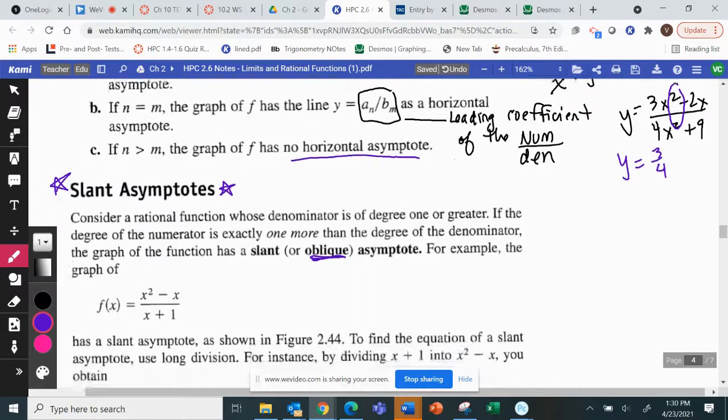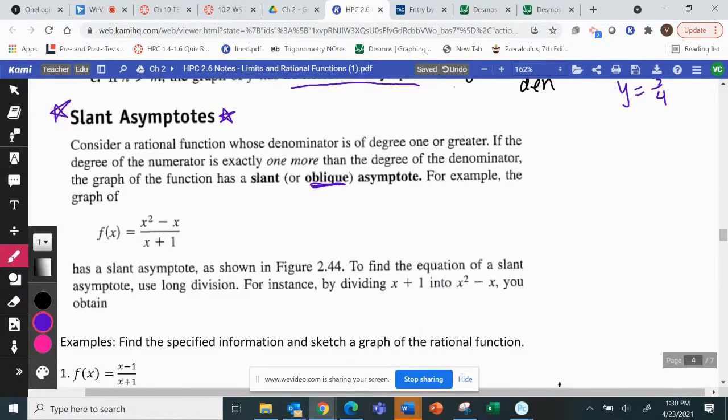We will have this situation if we have a rational function whose denominator is degree 1 or greater. So we have to have something down here other than just a number, other than just a constant. And the top degree is exactly 1 more than the degree of the bottom. So in this case, we have a situation where the top is exactly 1 more than the bottom. To find the slant asymptote, we use long division.